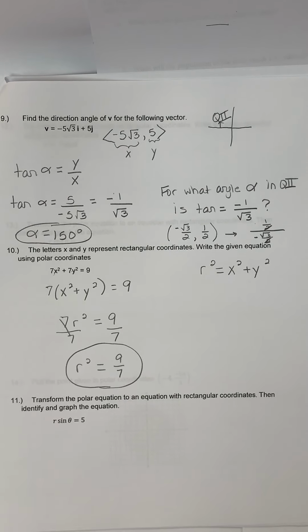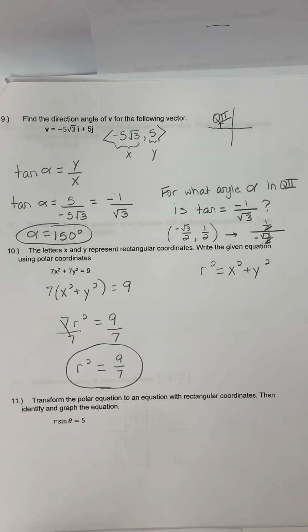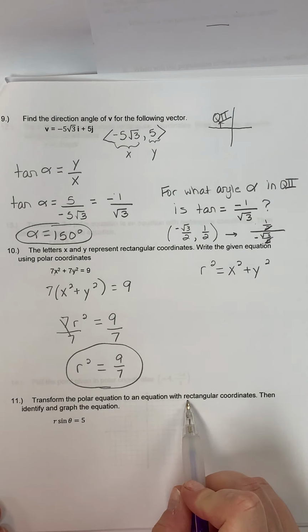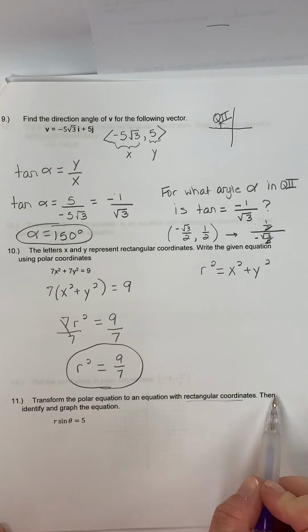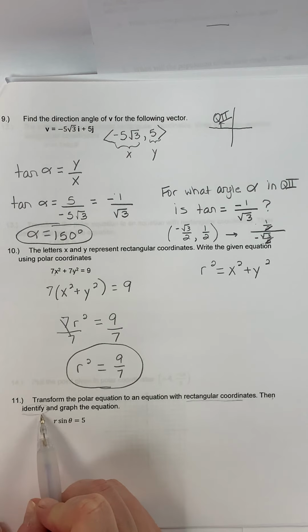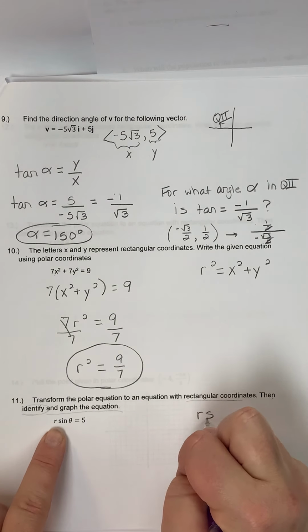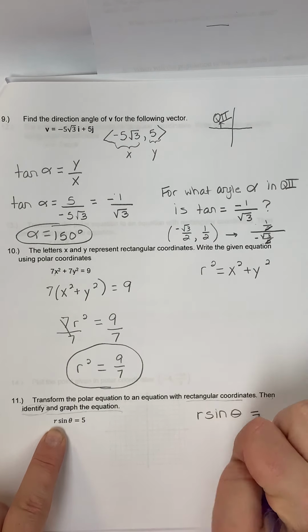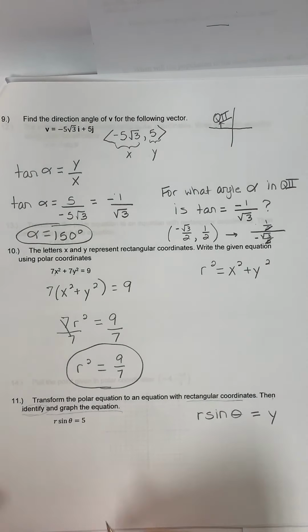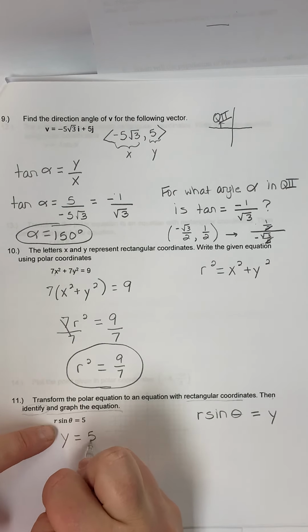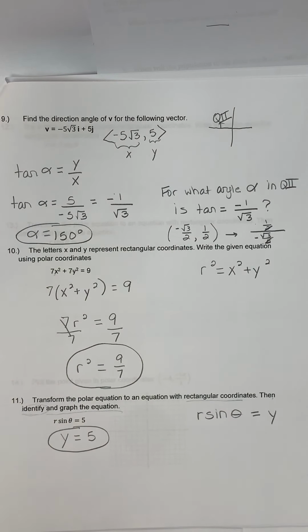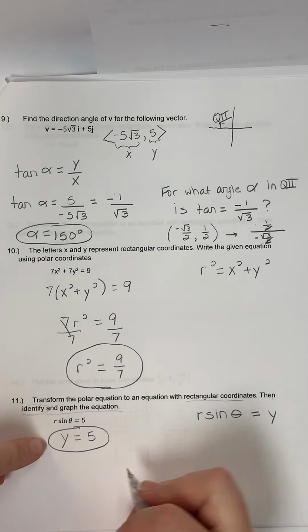All right, this one is already a polar equation, and it wants us to make it rectangular, and there's another step here. Then identify and graph the equation. It just so happens that this side over here, this r sine theta, I know what that equals. That equals y. I can replace this entire left side by y, and suddenly I have a rectangular equation. I also recognize that equation.